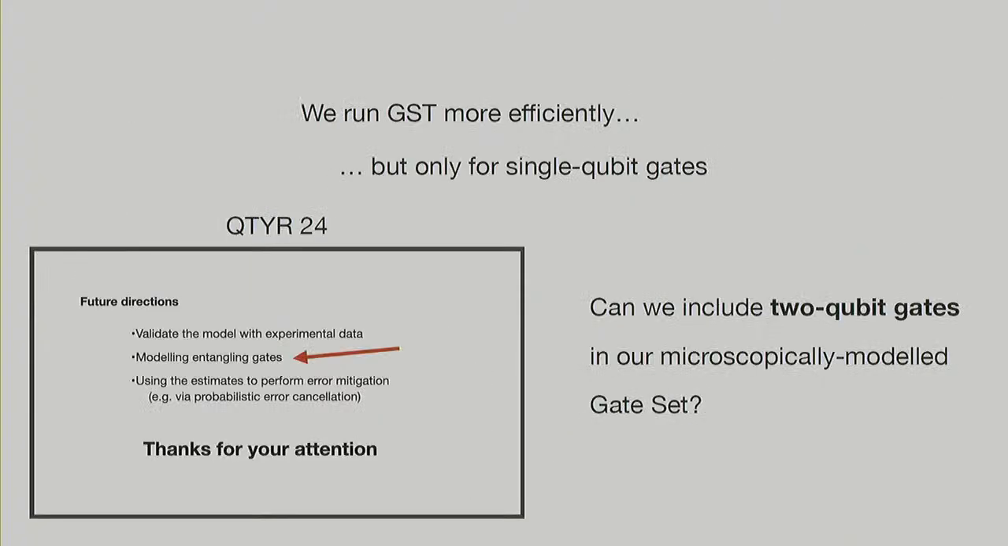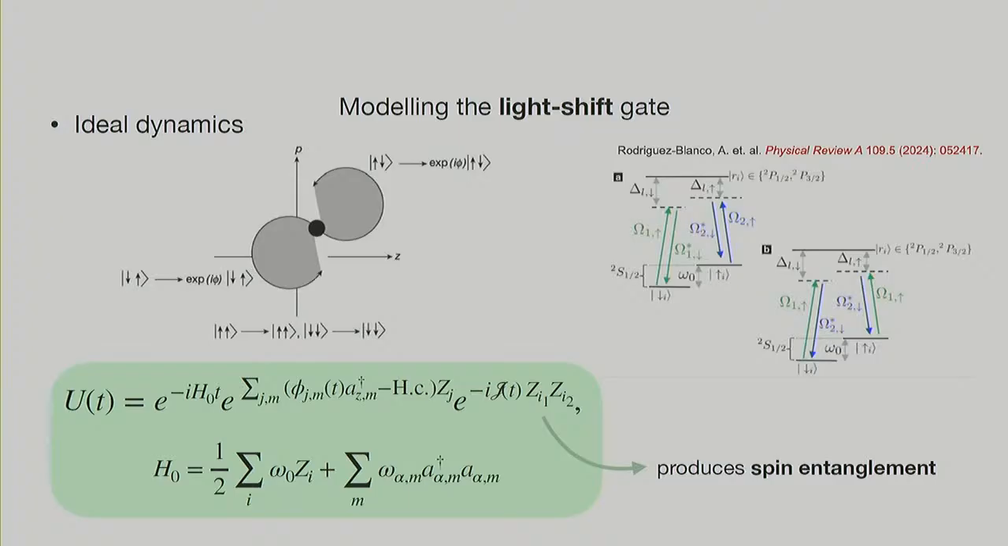But the point is, okay, this was great, but it was only valid for single qubit gates. And if you want to perform powerful quantum computation, of course, you need entangling gates, okay? So our question was, can we extend this formalism so that we can model 2-qubit gates, at least for these trapped ion devices, so that we can perform useful gate set tomography? And the answer seemed to be yes.